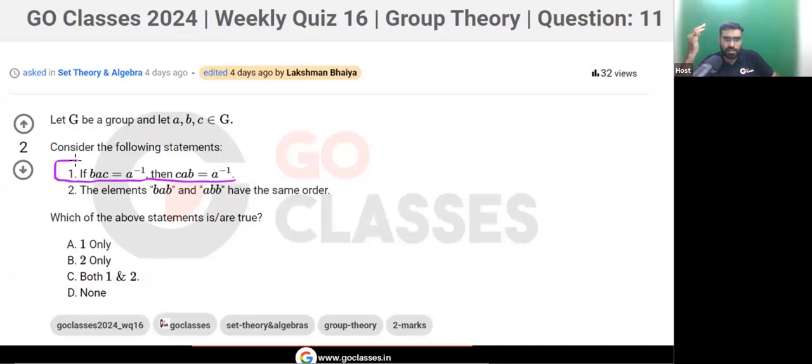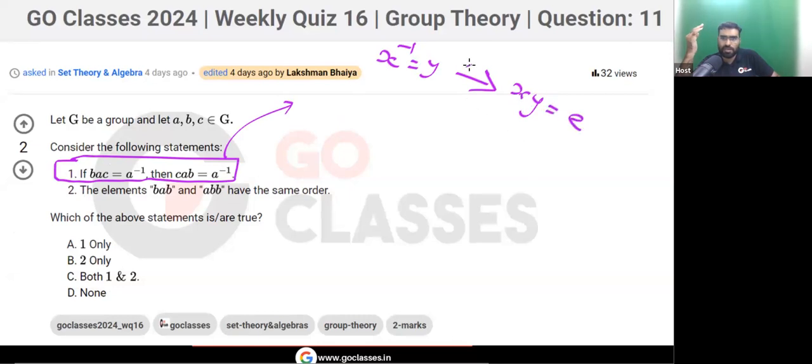What is the definition? If x inverse is y, then what can you say? You can say xy is equal to e, right? Agree? So just apply that. If x inverse is y, then xy is equal to e. If you apply that here, then what are you going to get? You will get that BAC is equal to A inverse.